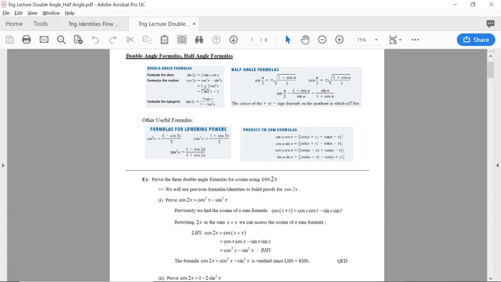The third double angle formula is proven in exactly the same way. You just replace sine squared x with 1 minus cosine squared x. And then the proof for tangent of 2x, again, is done by taking sine of 2x over cosine 2x, and then simplifying, you get this right here. All right.